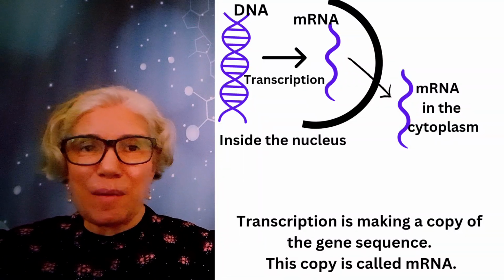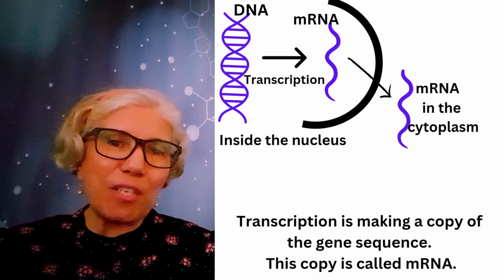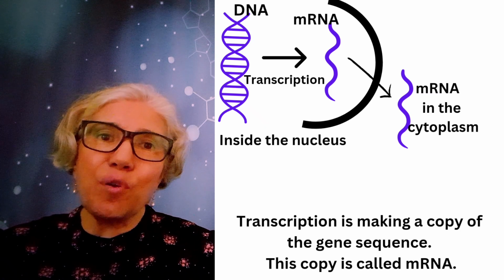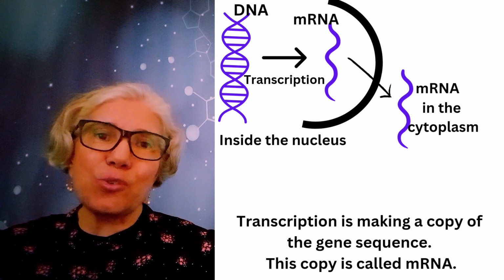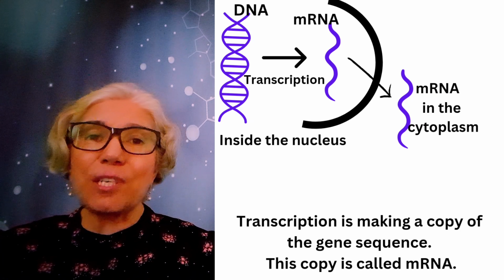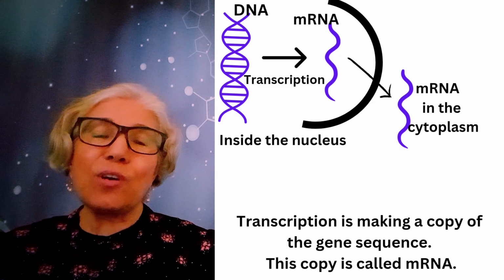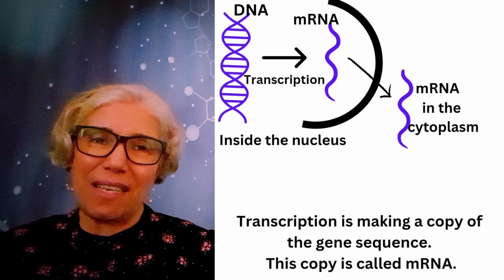The first step in gene expression starts when the genetic information in the gene is read and copied in the form of a messenger RNA molecule. This process is called transcription. To rephrase it, transcription is making a copy of the nucleotide sequence of the gene. This copy is called messenger RNA.